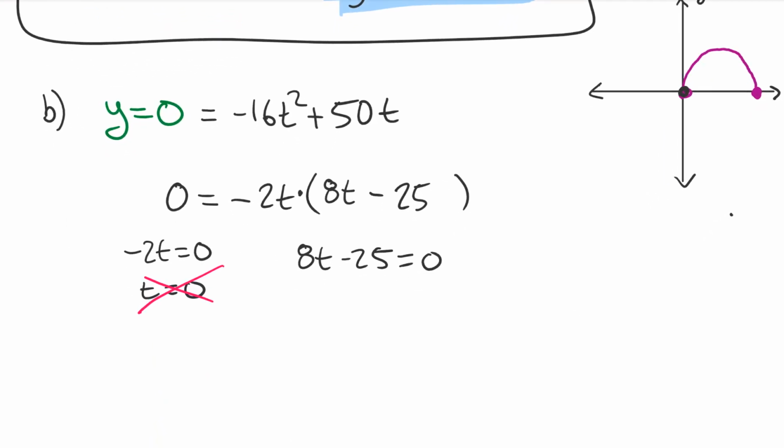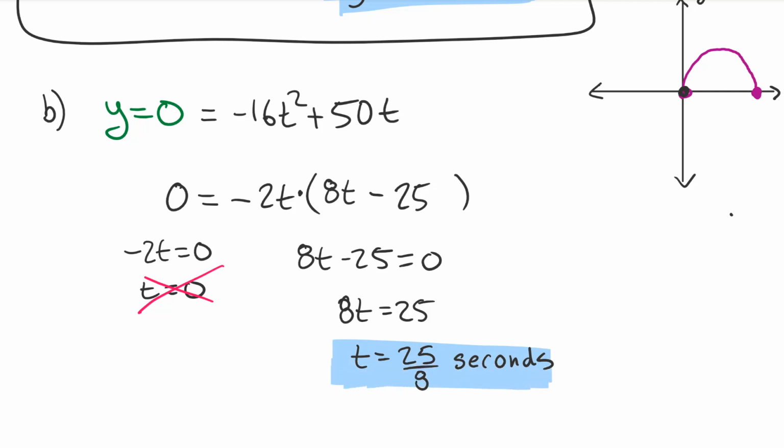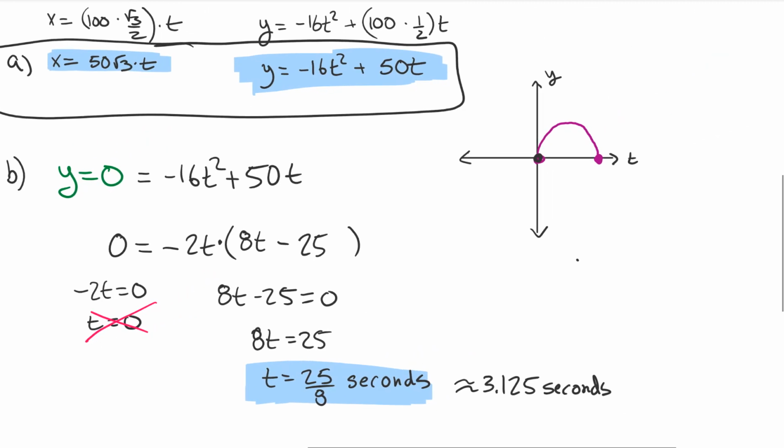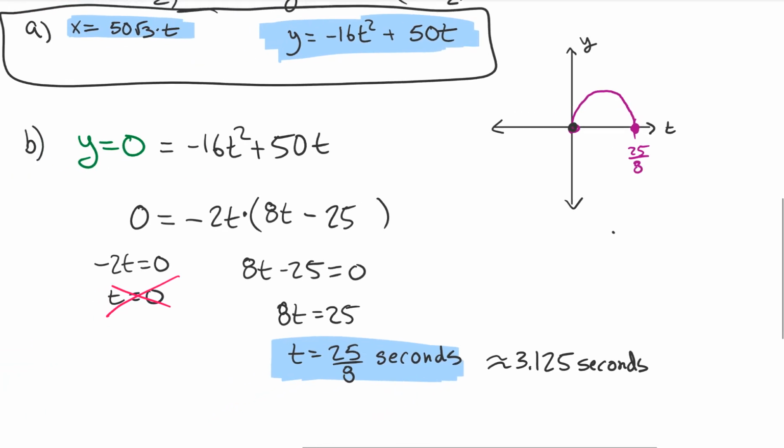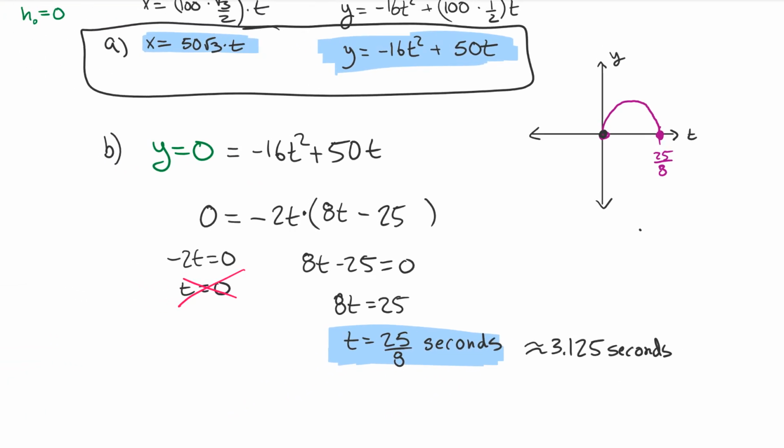So let's solve. Let's move the 25 over to the other side and divide by 8. We get that t is equal to 25 over 8, and since it's a word problem, let's write in seconds. We found out when the ball hits the ground. If you're curious, that's approximately 3.125 seconds. That tells us when the ball is going to hit. We come over here and see that when time is equal to 25 over 8 seconds, that's not x, that's t, the ball hits the ground.